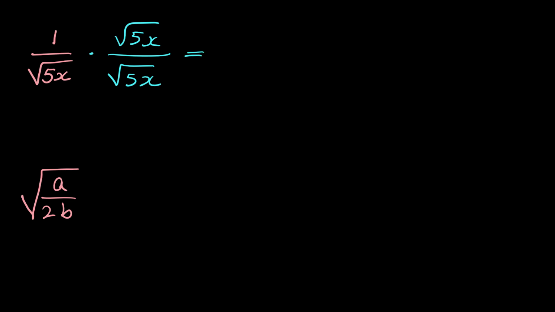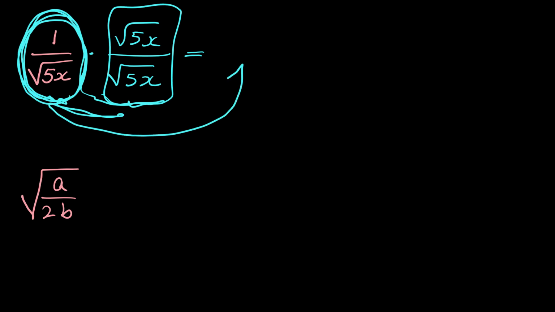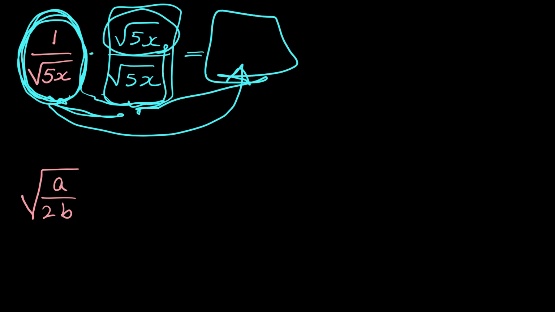And again, let me mention this. The reason that we multiply numerator and denominator by this expression is that we don't want to change the value of the original expression. We want to have the same value but in another form. So that's the reason we multiply numerator and denominator by this expression.